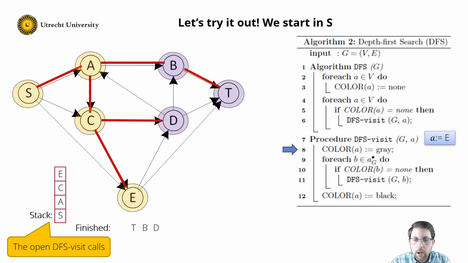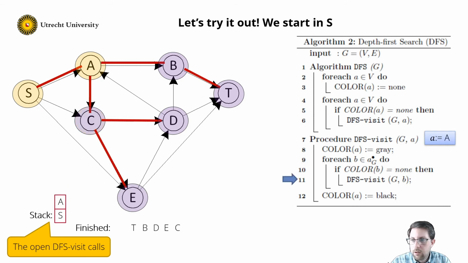And I'm going to color it. And E doesn't have any children, hence the node is done. I can color it black. So I remove it from the stack. The last element on the stack now is C. So C also doesn't have any children anymore. So it is also done. So I color it black as well.